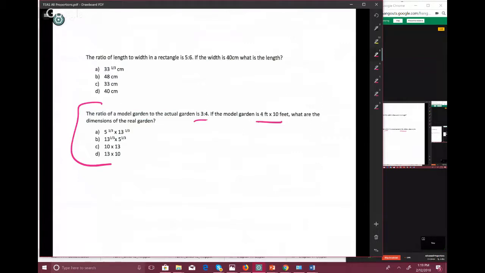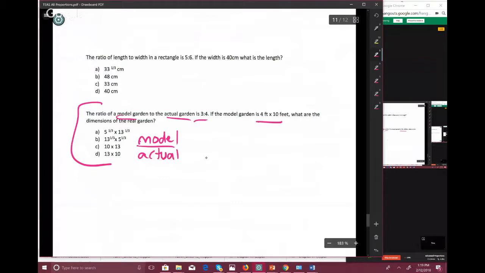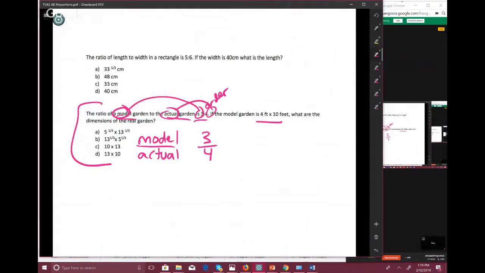So now I'm about to say what the process and the answer is. So you see this and you're like, all right, the ratio of a model garden to an actual garden. And so you probably did model, actual as your words. And it says that the ratio is 3:4. So you probably said, all right, so 3:4. Make sure you're in order when you use a ratio. So if they say model actual 3:4, the 3 and 4 go in the same order as the model and actual went. So we have a ratio of 3/4.